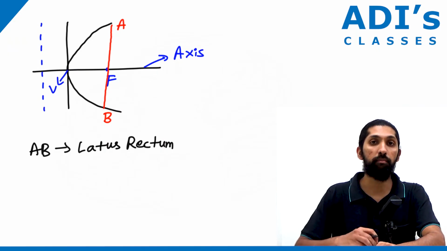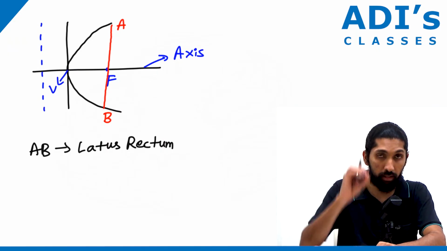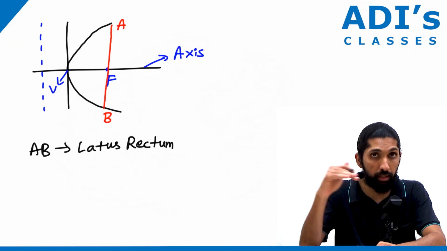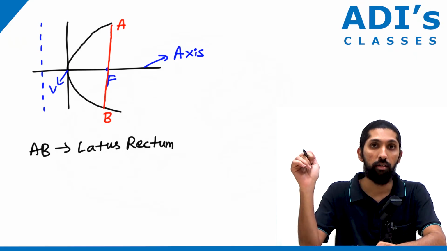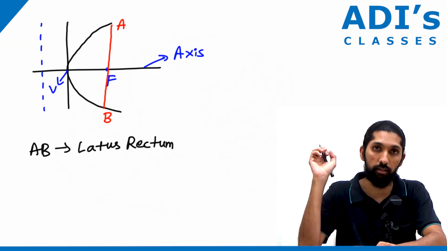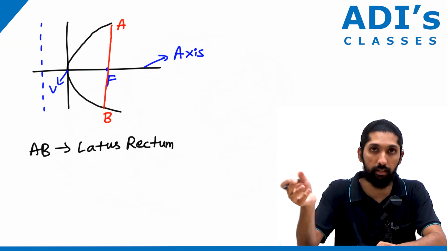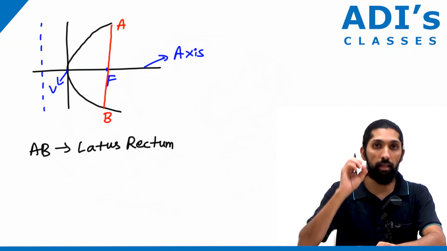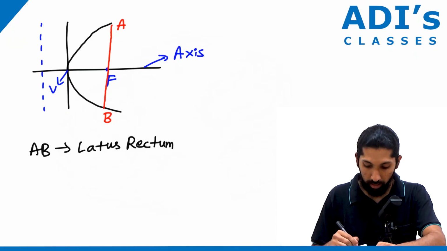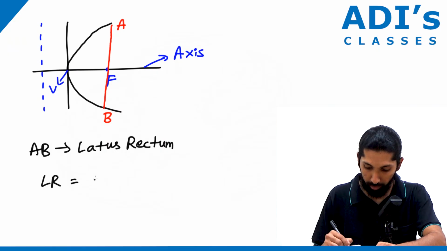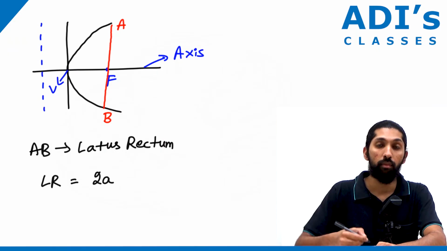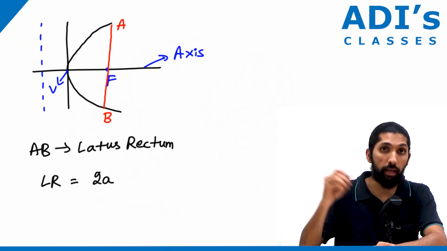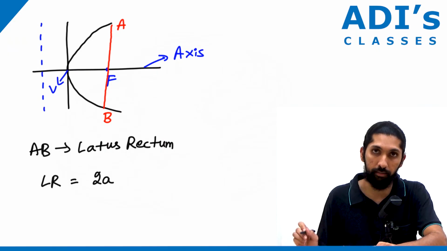So, the latus rectum is that line in the parabola which passes through the focus perpendicular to the axis. Clear? Sorry, this line is what we call the latus rectum. In a parabola, it's called the latus rectum. Fair enough? Now, the length of the latus rectum, LR, is always given by 2a. If you remember, a is the focus distance, isn't it? So, 2a becomes the length of the latus rectum.